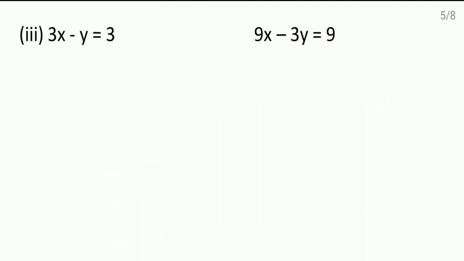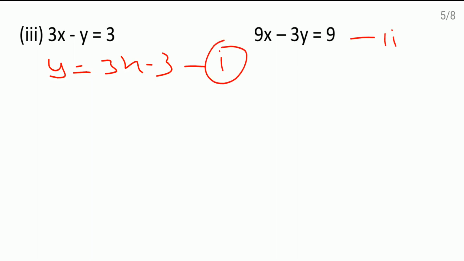See here. Now here this is easier. So this minus y I will send here and this 3 I will send here. So what will happen, just see. If I write y which is equal to 3x minus 3. Correct now? Y equal to, this is my equation 1 and this is the second equation.